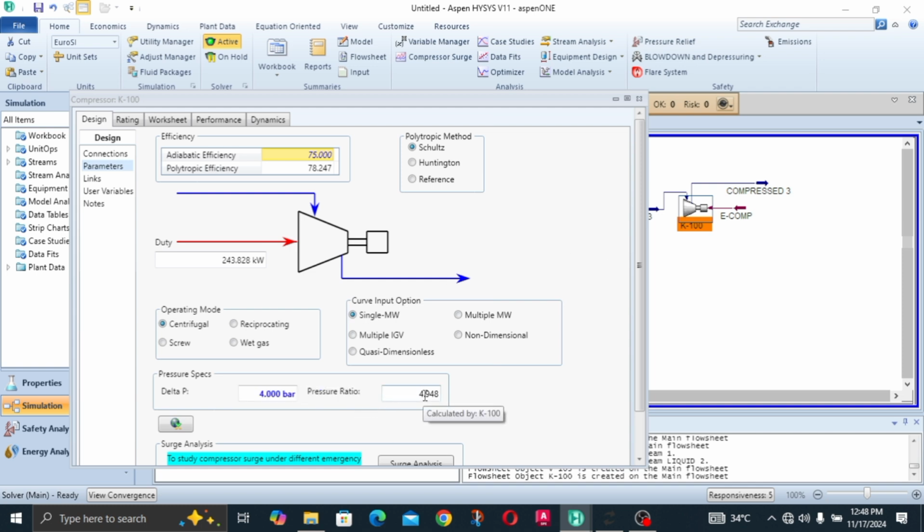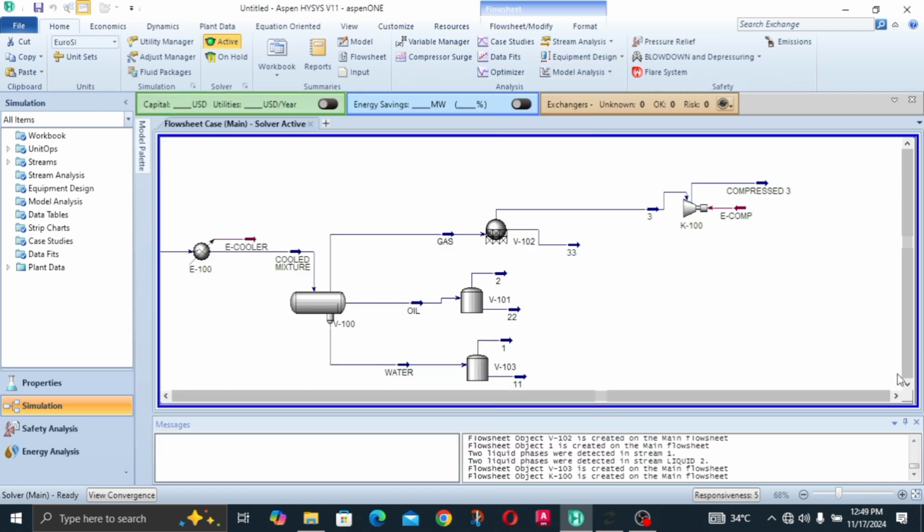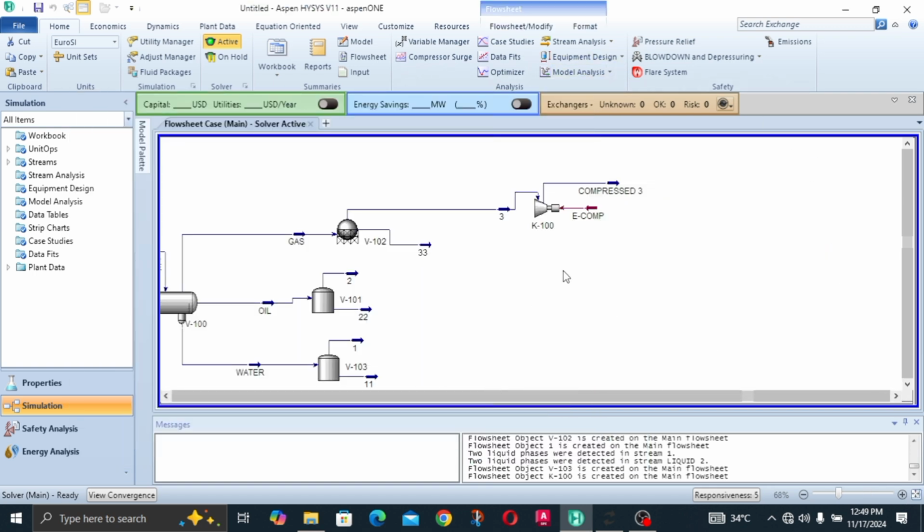It also has a pressure ratio attached to it, 4.948, and we head back to the worksheet, and it has automatically input our final pressure as 5.013. So if you do the change in pressure calculation of final pressure minus initial pressure, you would see that we have a positive 4 as our change in pressure, like we did earlier. So those are the 2 ways to do it. That's it for the compressor.